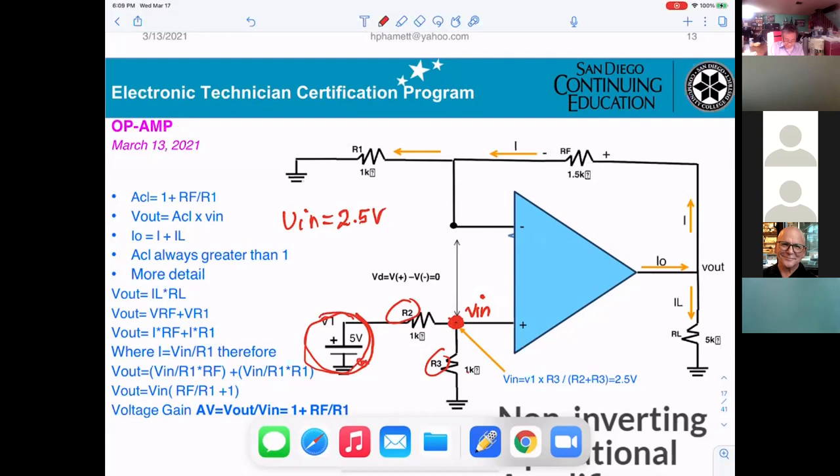So 2.5. In your formula, Mr. Pham, what is V1? In the formula, let's see. That's the battery, it's 5 volts. Oh, okay. I got you. Now, I get 2.5 volts at the V in here. If you're confused or still not quite following it, let me know. The difference between this input and this input will be 0. So 2.5 volts here, what is the voltage here?